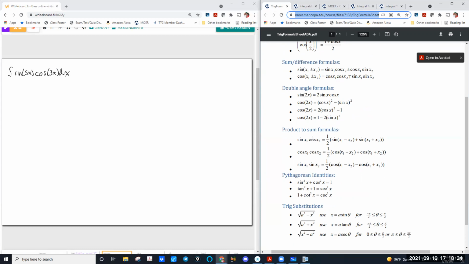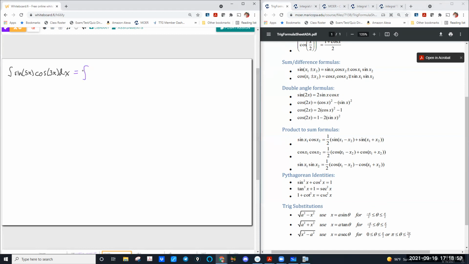But all right, notice the product to sum formulas. Notice we have sine and cosine with different arguments, or cosine and cosine with different arguments, or sine and sine with different arguments. So if you see a product of sine cosine, sine sine, or cosine cosine where the arguments are different, you can use a product to sum formula to make it easier. We're going to use the first one here. So let's see what that transforms this to.